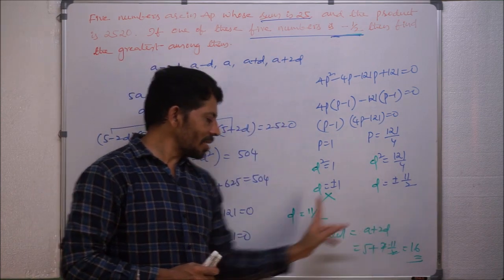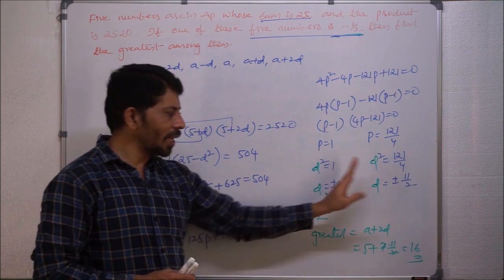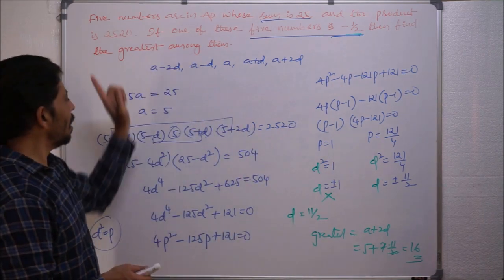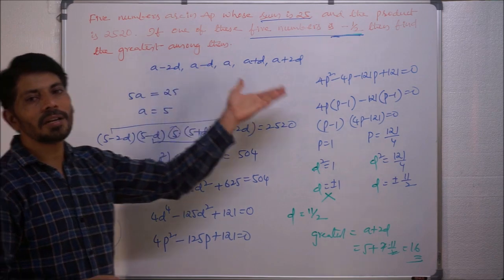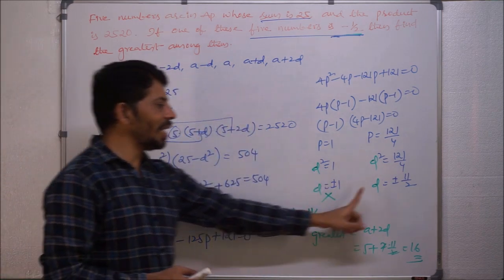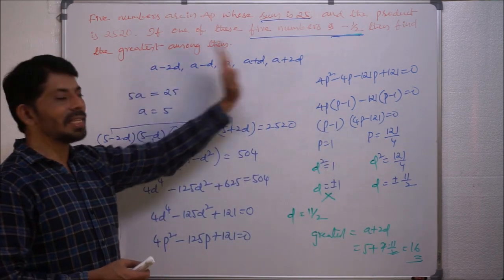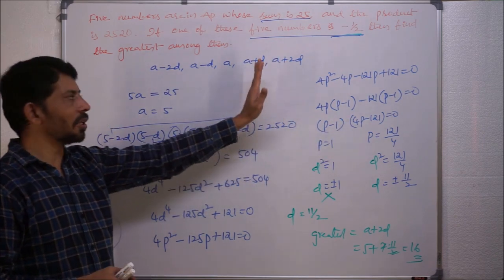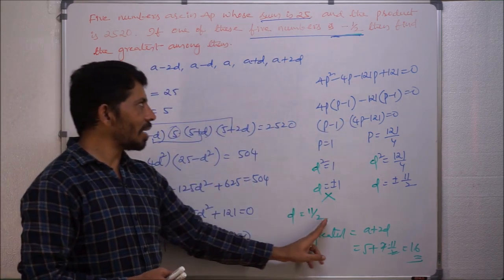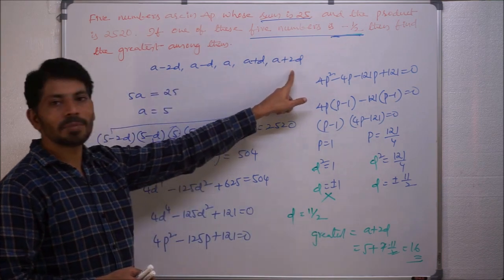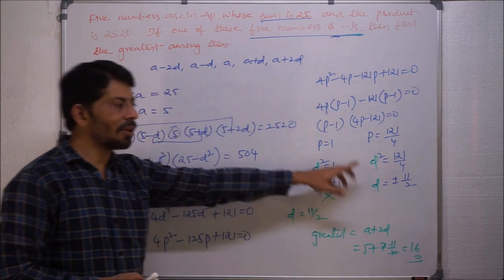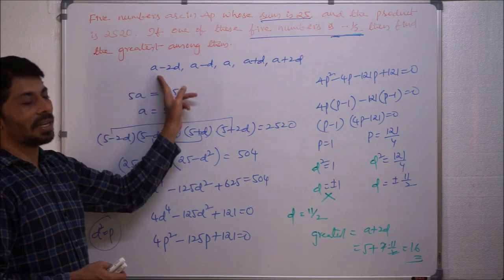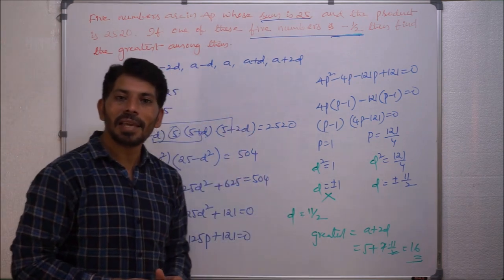And here I have taken plus 11 by 2. If we take minus 11 by 2, then a minus 2d becomes the largest number, because d is negative, so it is a decreasing arithmetic progression. If d is positive, it is an increasing arithmetic progression. So if you choose d equals 11 by 2, it is increasing, so a plus 2d becomes greatest. If d is minus 11 by 2, it is decreasing, so a minus 2d is the greatest. However, we are going to get the same value.